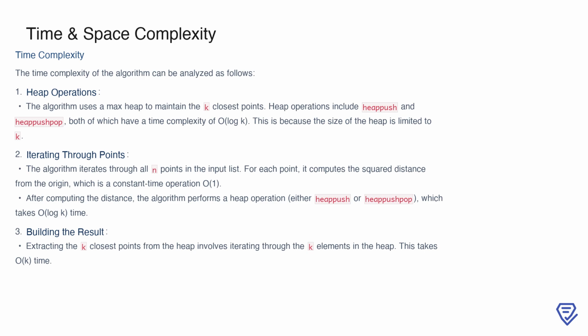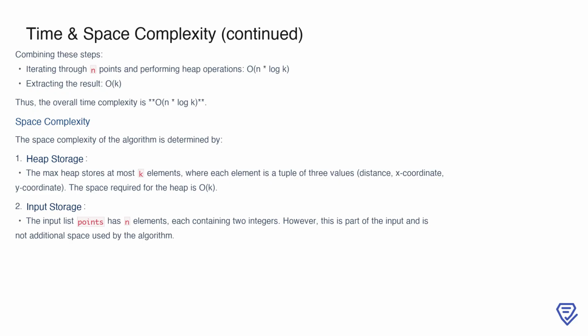Finally, to build the result, the algorithm extracts k elements from the heap, which requires O(k) time. These three steps form the foundation of the time complexity analysis. Now, when we combine these steps, iterating through n points and performing a heap operation for each gives us O(n * log k). Extracting the k closest points from the heap adds O(k) to the total.